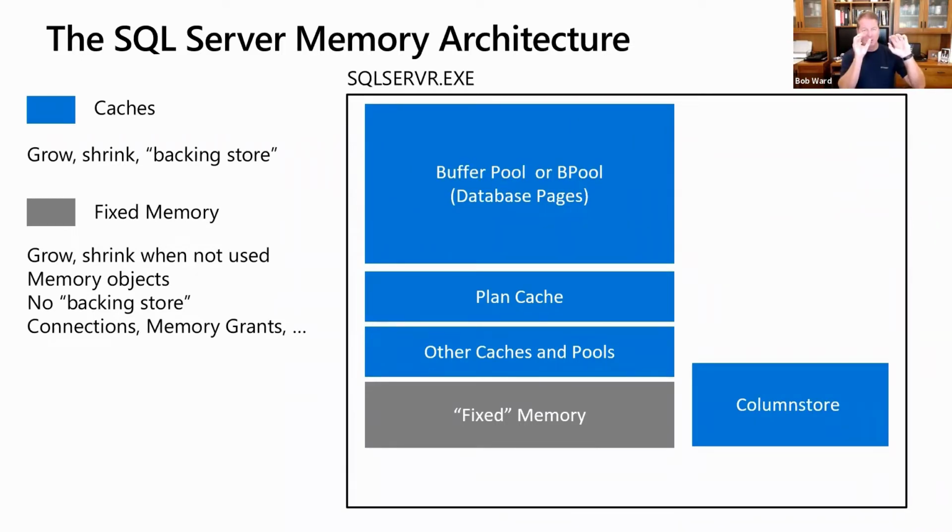Now, why are they called caches? It's because a cache within the SQL Server system can grow, it can shrink, and it has something called a backing store. Just like virtual memory happens in an operating system, the backing store is the page file. So the backing store for the buffer pool is what? It's the database files for your database pages.